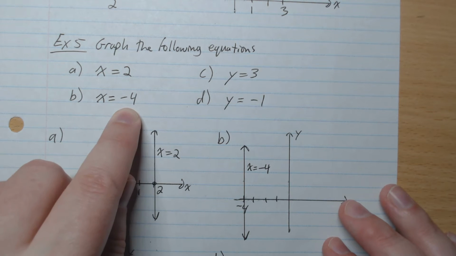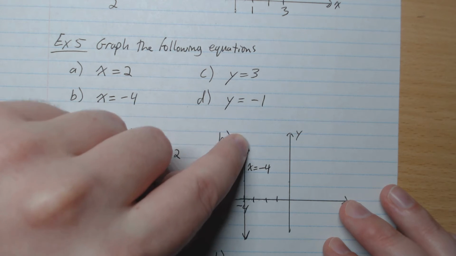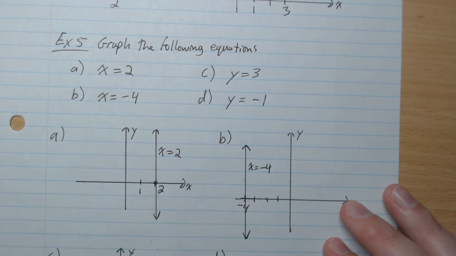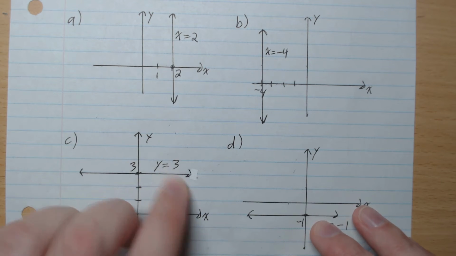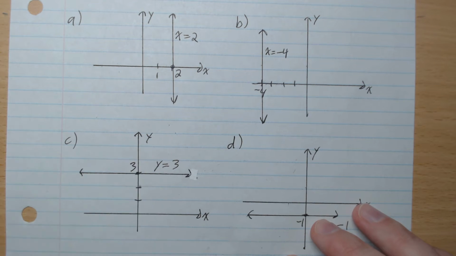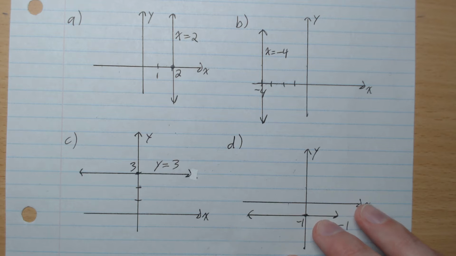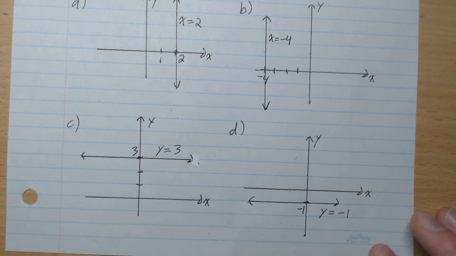Okay, so B, x equals -4. So we go to -4, and no matter what y value you plug in, the x is always -4. So x equals -4 is a vertical line like that. Okay, C, y equals 3. So we go to y equals 3, and we can think of it as plus 0x. And so no matter what x value you plug in, y is always 3, like that. Okay, and D, here's another one, y equals -1. So no matter what x value you plug in, the y value is always -1.